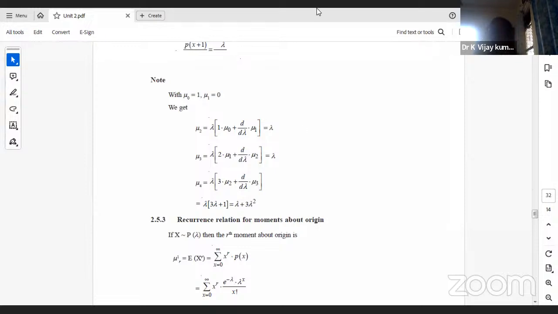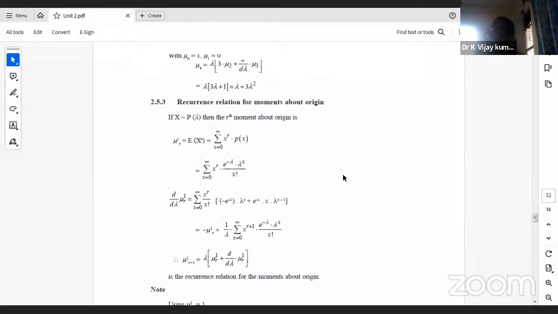Substituting in the above equations, mu 2 is equal to lambda, mu 3 is equal to lambda, mu 4 is equal to 3 lambda square plus lambda. We have to do this with the recurrence relation function here.